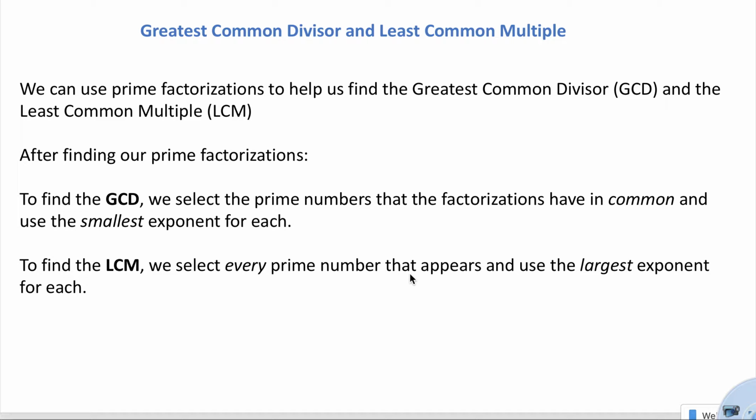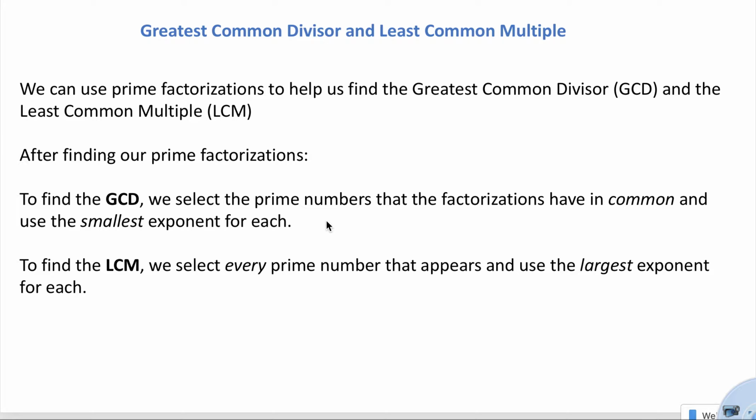Okay, now that we know how to do prime factorizations, we can use those prime factorizations in one way. Remember, we're going to use them in lots of ways, but one way is to find the greatest common divisor and the least common multiple. So after finding our prime factorizations, to find the greatest common divisor, we're going to select the prime numbers that the factorizations have in common and use the smallest exponent of each. To find the least common multiple, we select every prime number that appears and use the largest exponent.